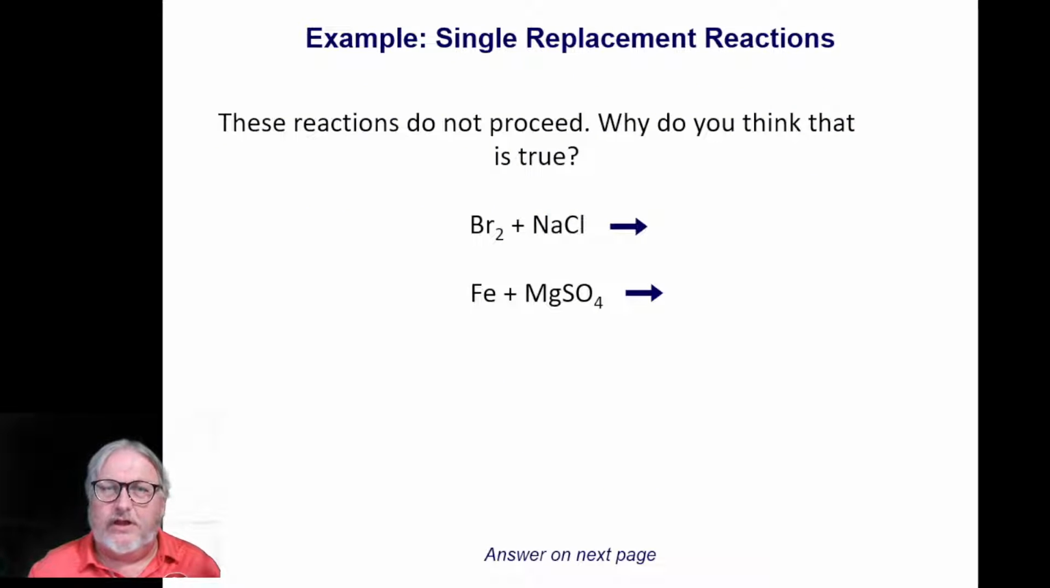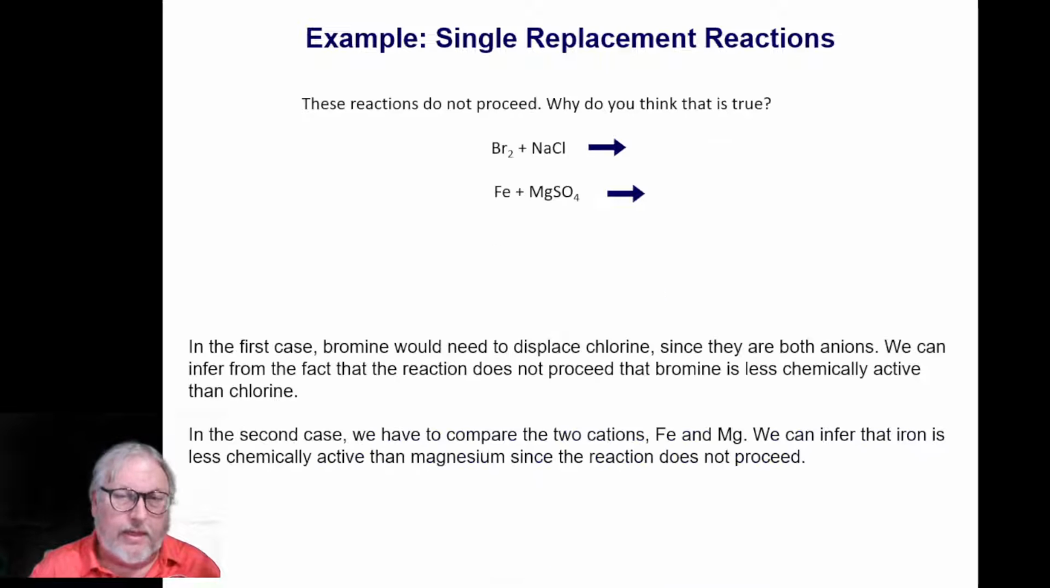All right. So these reactions do not proceed. We tell you that. Bromine and chlorine. So what do you think is really going on there? Iron and magnesium does not happen with magnesium sulfate. Well, maybe, okay, in this case, bromine would need to displace chlorine. It can't. They're both anions. We can infer from the fact that the reaction does not proceed that bromine is less chemically active than chlorine.